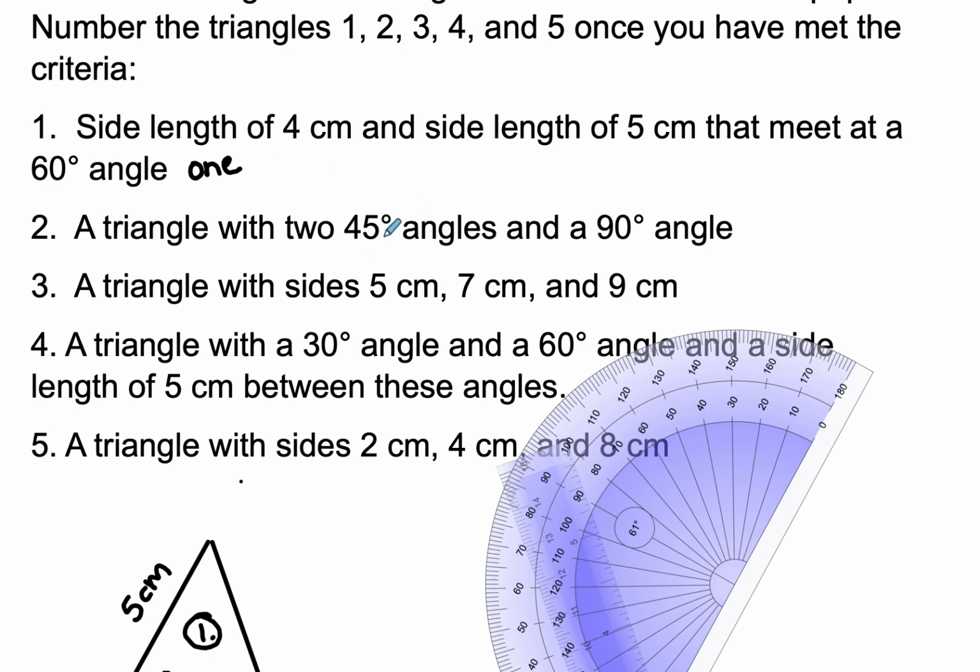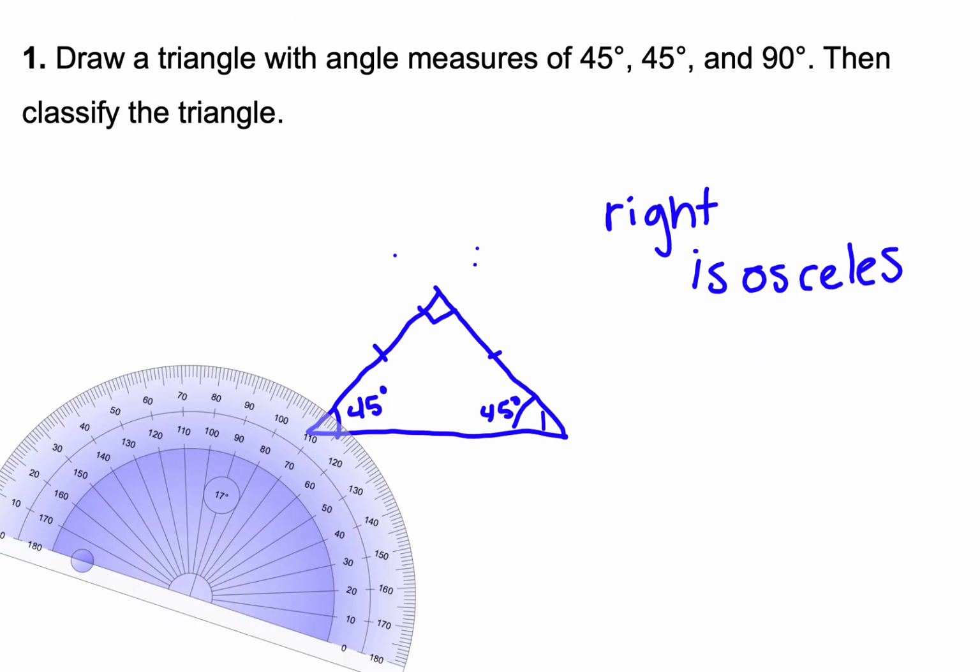Okay, a triangle with 2 45-degree angles and a 90-degree angle. We actually drew this already. Let me find it. There it is.